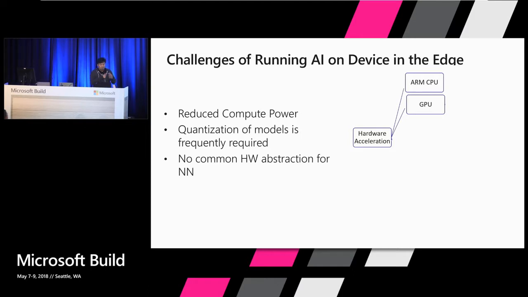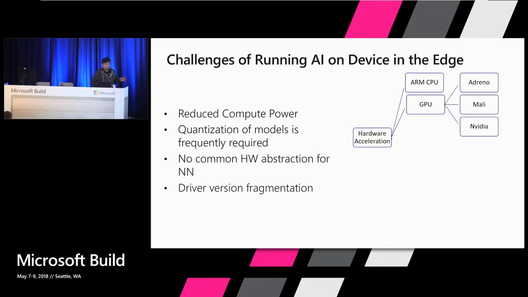So you could go GPU. Now, the challenge is that when you go to a GPU, you don't have a common hardware abstraction for neural networks. GPUs for these devices range from non-existent to Adreno, Mali, NVIDIA GPUs. As you go down that list, it gets more and more expensive. And then you have to face driver version fragmentation.